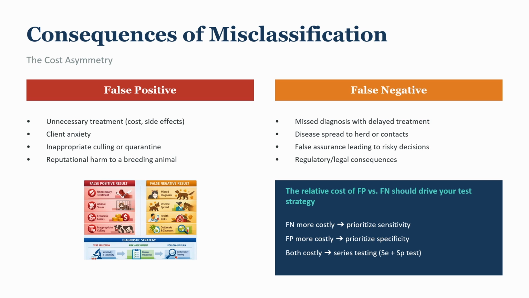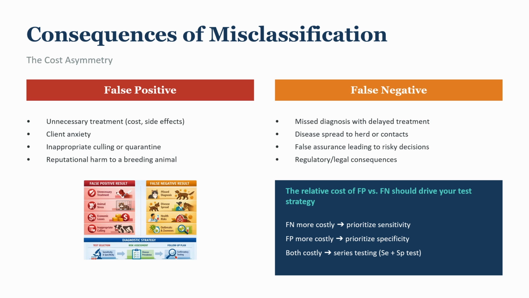False negatives. Animals classified as healthy when they're truly diseased carry a different set of real costs. Delayed treatment in a sick patient. Disease spread when an infected animal isn't identified and isolated. False assurance that leads a producer to commingle a positive animal with a clean herd. Regulatory consequences when a disease is missed in a testing program. Neither error is inherently worse. It entirely depends on the context.